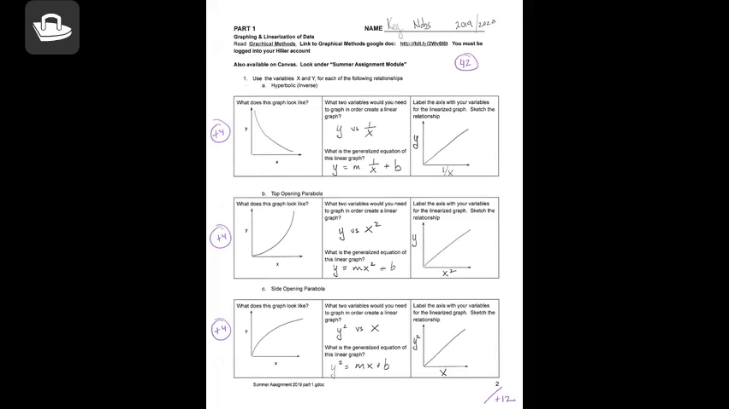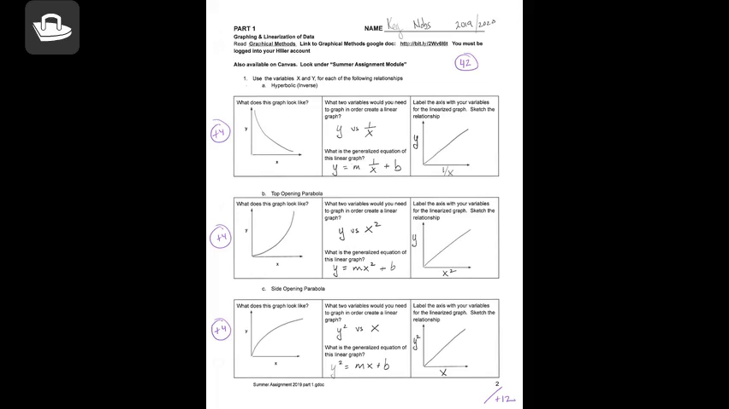Top opening parabola, you're going to square the x-axis. And yes, it is equivalent to take the square root of y versus x. But although that is mathematically correct, typically when we start to analyze the value of this slope, it is more intuitive to have squares instead of square roots, because we're going to be looking at the units associated with this slope value to get some intuition as to what is going on. It's more intuitively obvious when we look at square values than square root units. It's just not as easy to look at.